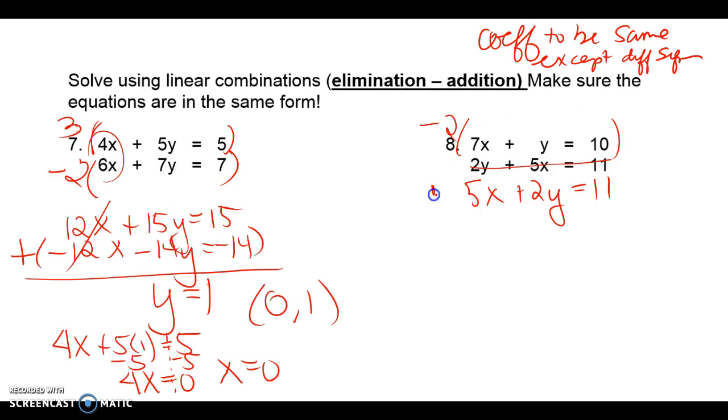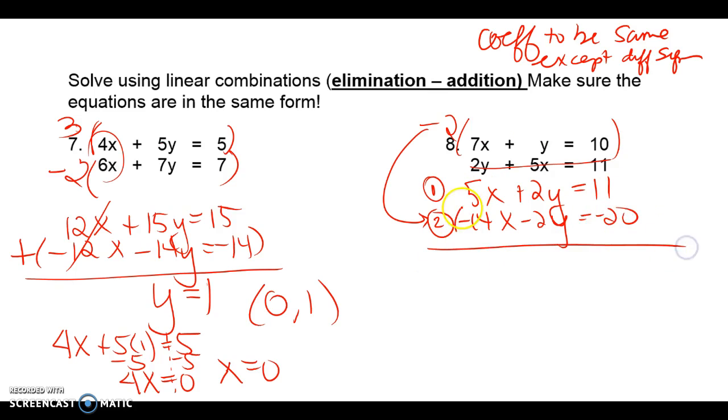So here's the first equation. I'm leaving it, and I'll get this one down here. Negative 14x minus 2y equals negative 20. Let's add these together. 5 plus a negative 14 gives me negative 9x. These are 0 equals 11 minus 20 gives me negative 9. Right? And both sides of the equation divide by negative 9, x equals 1.